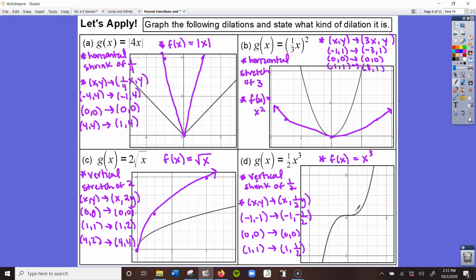So now I can plot. -1 is over here, and -1/2 is just one line down. 0, 0, and 1, 1/2. Now look at your dots. Even though they kind of look like a line, you have to remember what your parent function looks like, which is why I gave you these pictures here at first. So you remember that this is a curve. So you have to make sure that you curve your graph so that it matches what your parent function looks like.